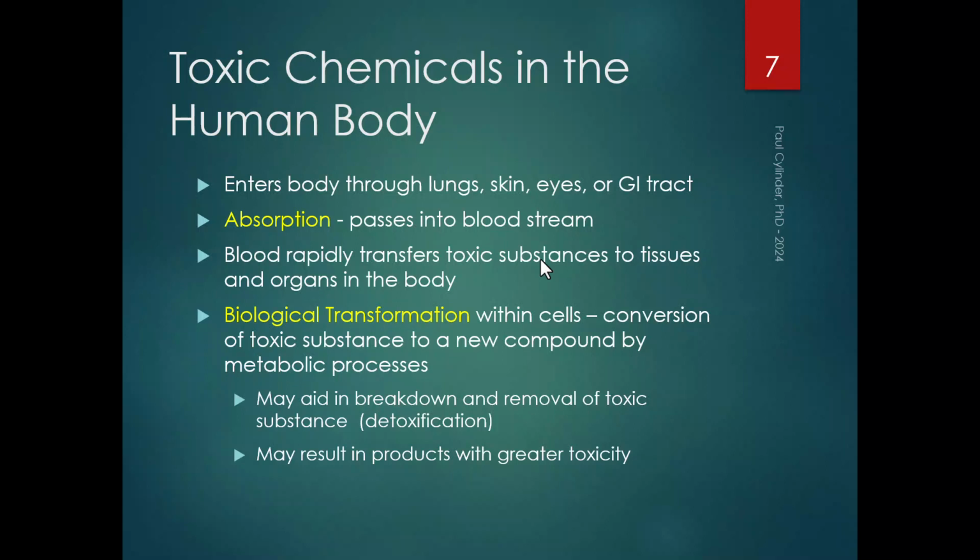Now, what goes on in your cells is what's called biological transformation. This can happen in your cells where the toxic substance is converted into a new compound. It doesn't always happen. Sometimes toxic substances are very stable in your body, and can be very dangerous if your cells can't metabolize them in any way. But biological transformation is when your cells metabolize the toxic substance into something new. It may aid in the breakdown and removal of the toxic substance, what we would call detoxification. That's a good thing. Or biological transformation might result in products of that toxic substance that are actually more toxic than the original substance. So we can get a good result or a bad result from biological transformation.